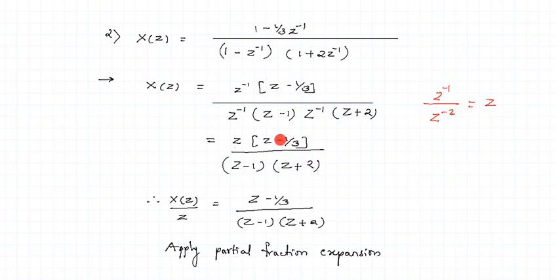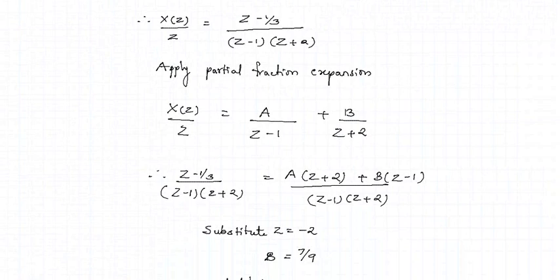So the power of the numerator, or you could say the order of the numerator, is equal to the order of the denominator. So we cannot apply partial fraction unless the numerator power is 1 less than the denominator. Therefore we arrange it as X(z)/z. We reduce the power of the numerator by adjusting this z onto the left hand side. So what is left now is (z minus 1/3) by (z minus 1)(z plus 2). We can now apply partial fraction because this is a proper transfer function.